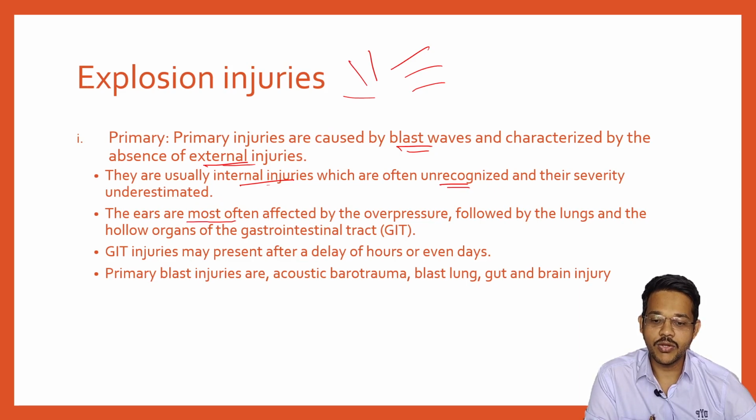The ear is the most commonly affected by the overpressure, followed by the lungs and other organs of the gastrointestinal tract. So the most common injuries are seen in the ears, then later in other organs like the gastrointestinal tract. GIT injuries may present after a delay of hours or even days. Primary blast injuries include acoustic barotrauma in the ears, blast lung, where the lungs may rupture, gut injuries in the stomach or intestines, as well as brain damage because of the blast wave.